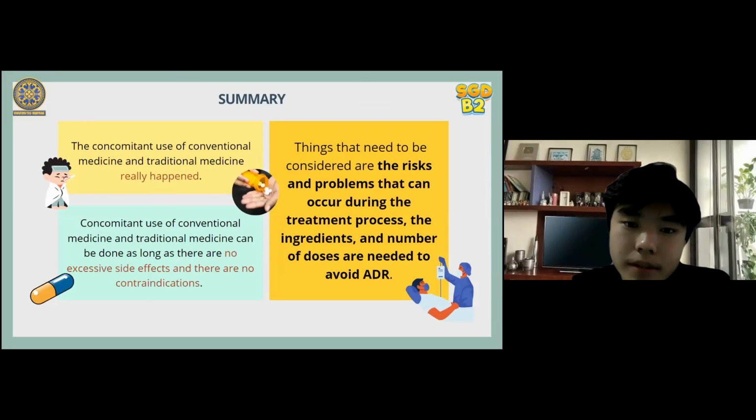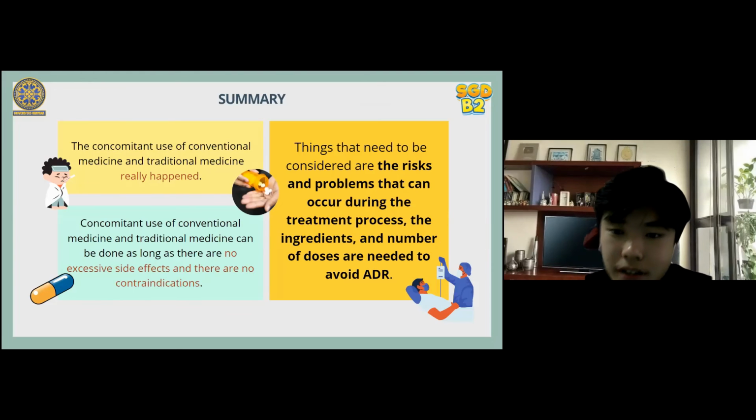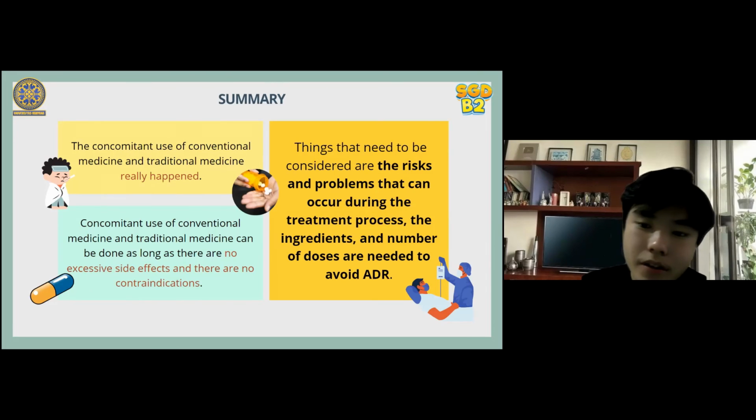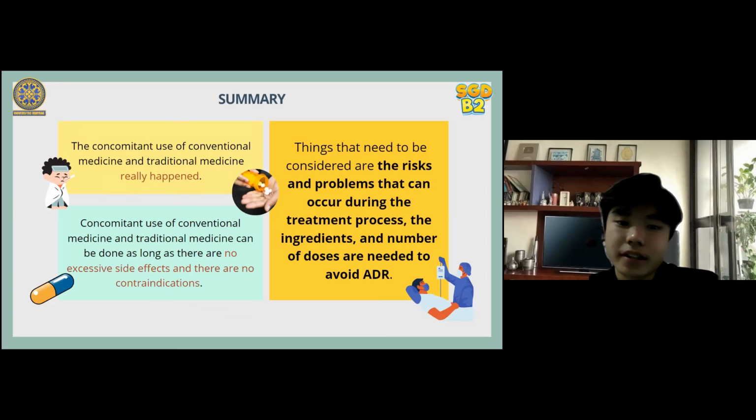So the summary is the concomitant use of conventional medicine and traditional medicine really happened. Concomitant use of conventional medicine and traditional medicine can be done as long as there are no excessive side effects and there are no contraindications. Things that need to be considered in the concomitant use of conventional and traditional medicines are the risks and the problems that can occur during the treatment process, the ingredients and number of doses are needed to avoid ADR.